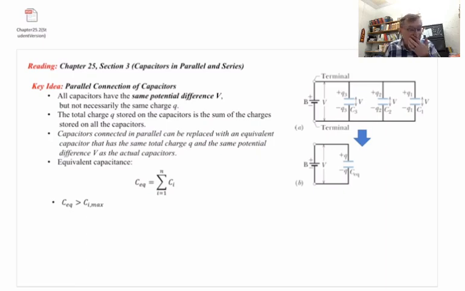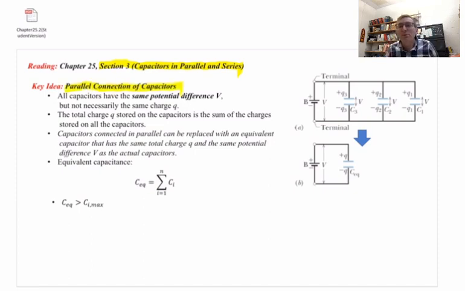Hello again. This is video lecture 25.2, and we're going to be talking about section 3 in that chapter, where we're going to look at combinations of capacitors in what are called parallel connections and also serial or series connections. We'll start with what's called a parallel connection of capacitors.